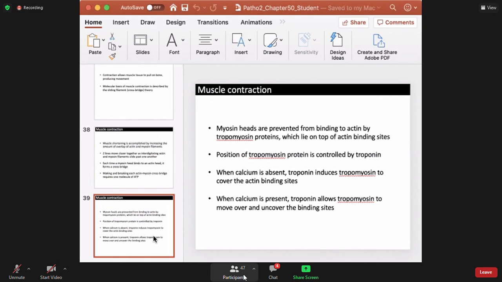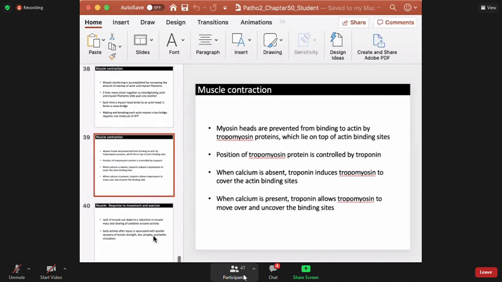Without calcium, you're not going to be able to move tropomyosin out of the way, because it can't bind to troponin to tell troponin to move tropomyosin out of the way. So calcium in itself is important. If calcium is absent, there will be no muscle contraction. Calcium needs to be present to bind to troponin, move tropomyosin out of the way, and uncover the binding sites.